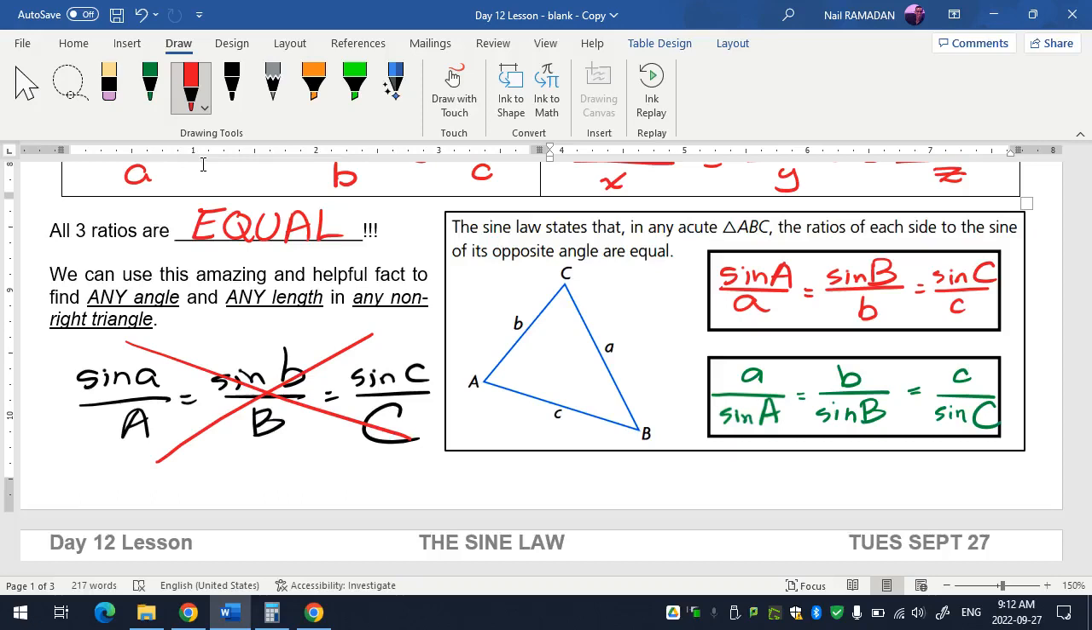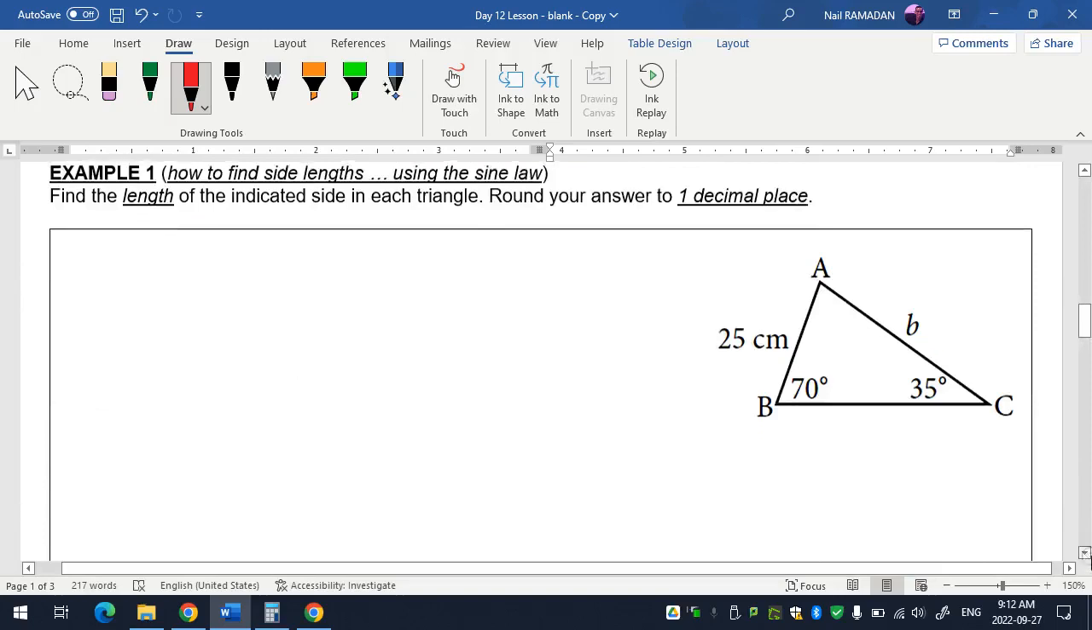All right, everyone, let's flip the page and do a few examples. Everyone, example 1. How to find what? Come on. How to find what? Lengths using the what? The sine law. By the way, why can't you use the SOHCAHTOA in here? Look at this triangle. Why would you get wrong answers if you try to use the SOHCAHTOA?